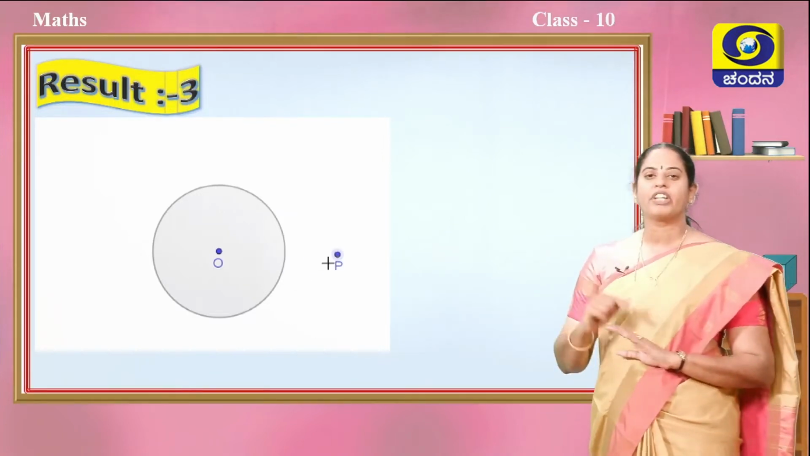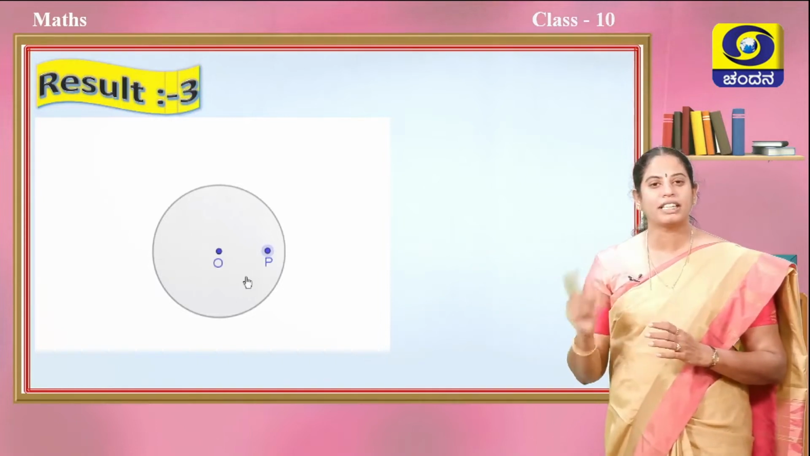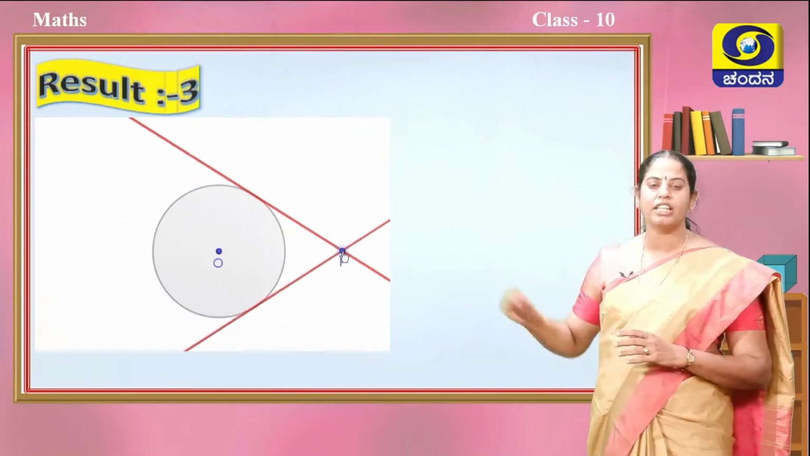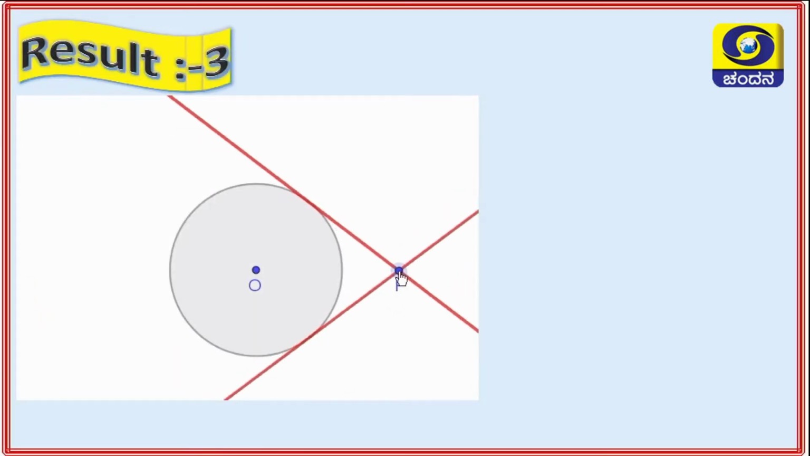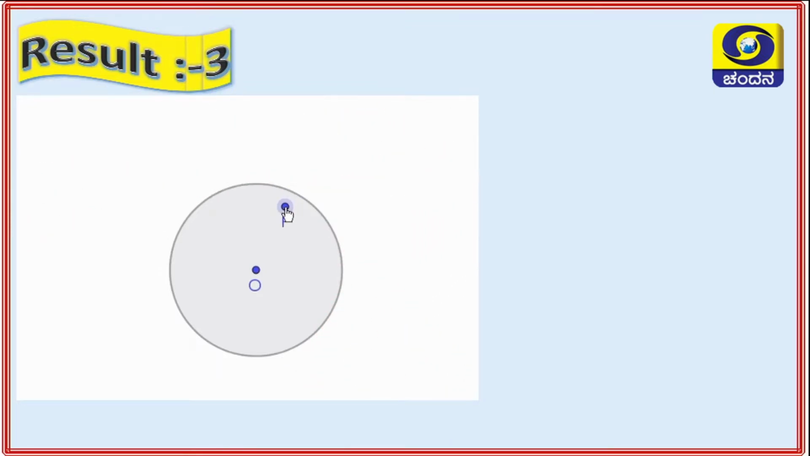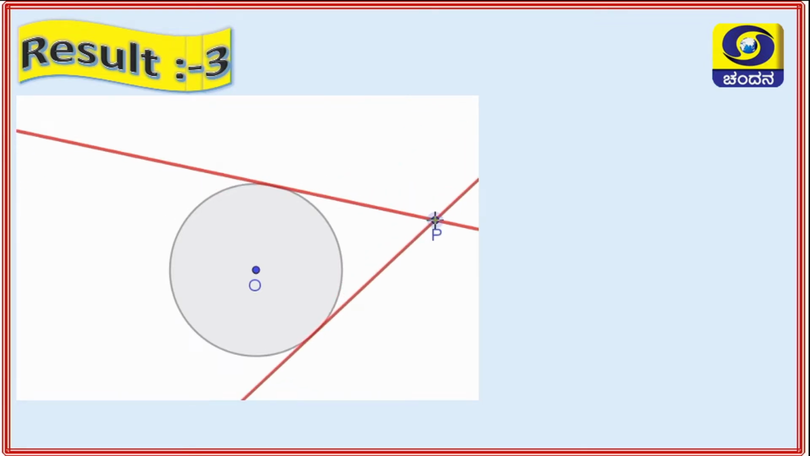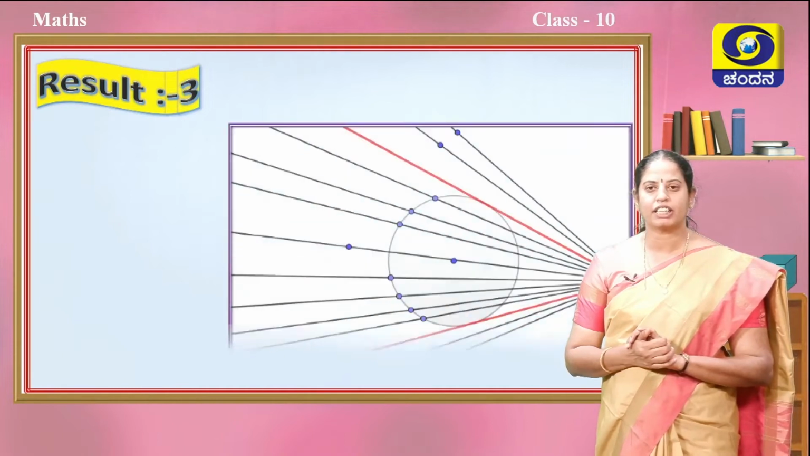Now, we are trying to draw tangents from outside the circle. Observe here, when it is on the circle it is 1. When it is outside, if you observe, the point can be anywhere, but it should be outside. So, when we put the point outside the circle, the number of tangents that can be drawn to the circle is 2. Yes, the observation we record like this.